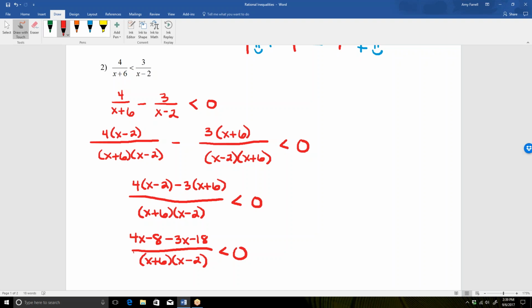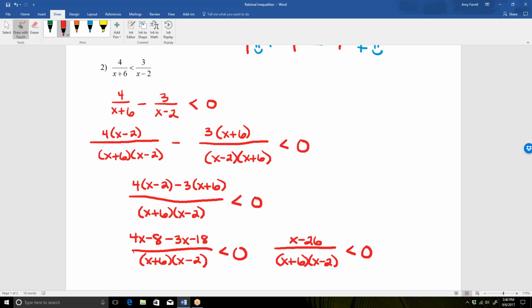All right, now I'm going to distribute in the numerator, and then I will combine like terms. Okay, so my new problem becomes x minus 26 over x plus 6 times the quantity x minus 2 is less than 0. Now this looks a lot like the one before, except we have a trinomial in the denominator if we FOIL out those 2 factors. But I'm still going to set up a sign chart, and I'm still going to make a number line. I feel like that's helpful.